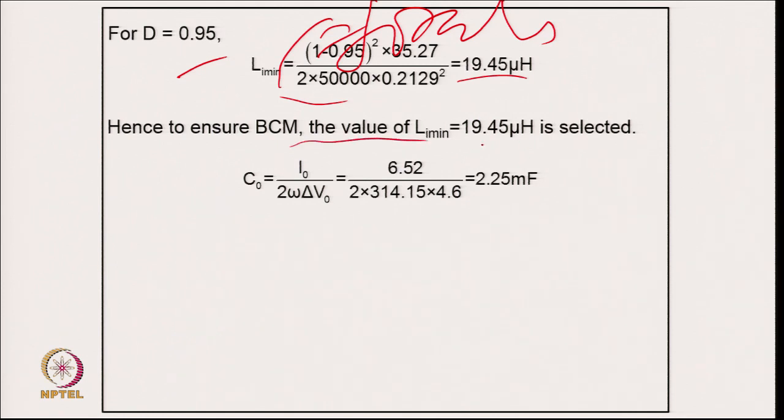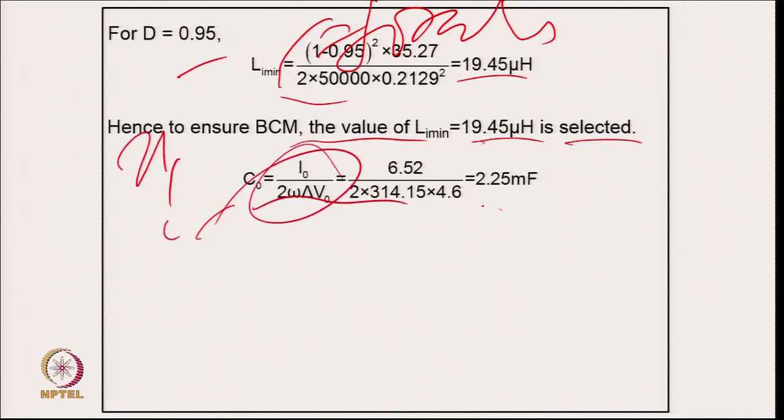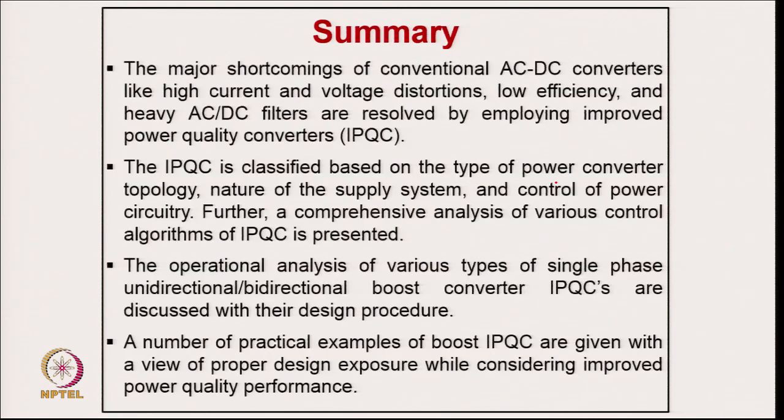So, to ensure the BCM boundary condition we take the L minimum 19.45, and the output capacitor from this ripple relation is 2%, putting the value in this relation it comes 2.25 millifarad.